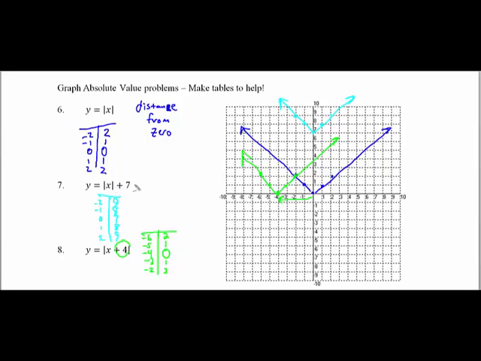Please note that the vertical shift is exactly the way you would expect it. The +7 moved it up 7. And the horizontal shift is opposite of what you would think it would be. Instead of moving it right 4, it moved it to the left 4.